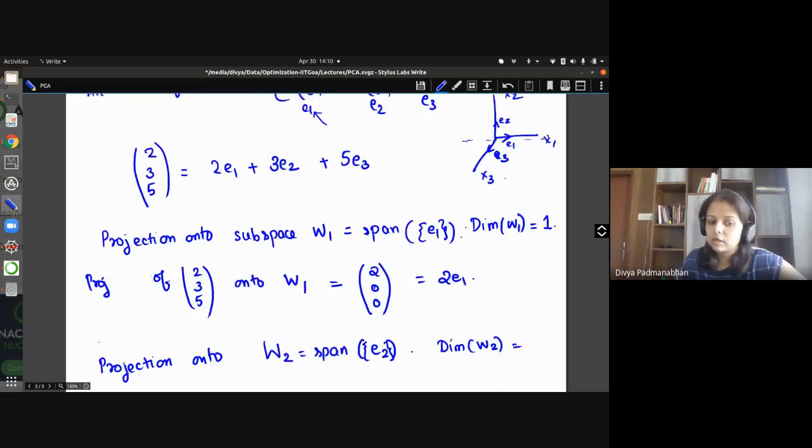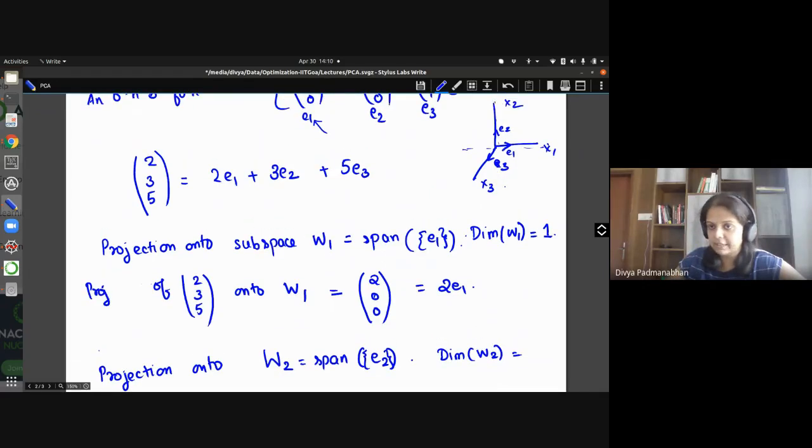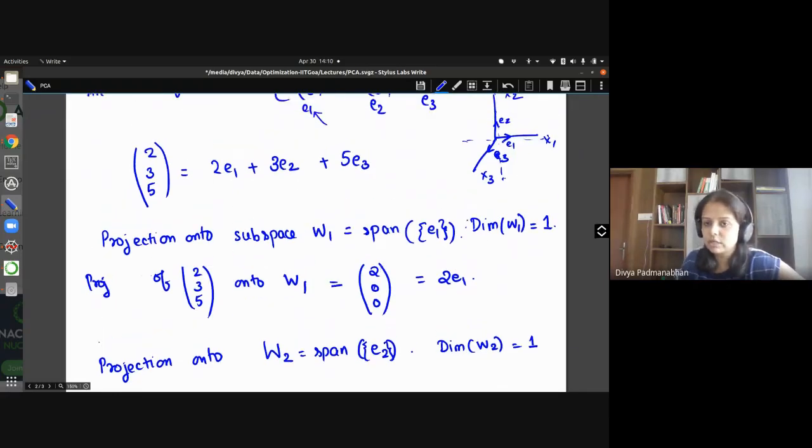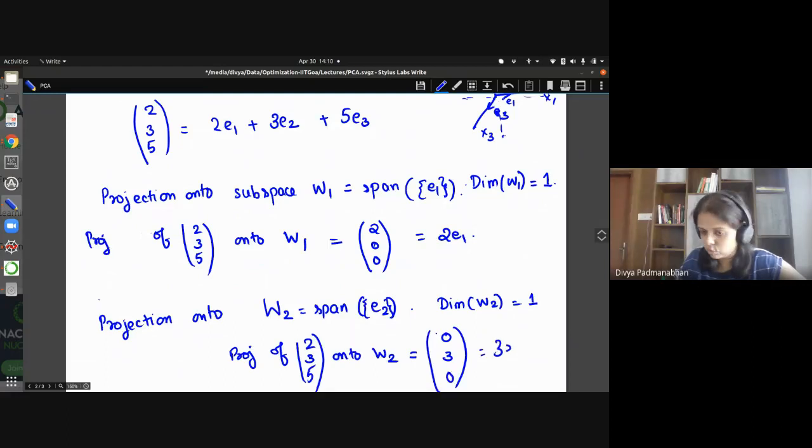In fact that is just 2e1. Now another thing: if you take W2, another subspace, which is this E2 vector, so everything along the x2 axis, this one also has a dimension of 1. It's like the other case. This is one vector which is used to represent it, and the projection of 2 3 5 onto W2 is going to be 0 3 0. So this is just 3e2.